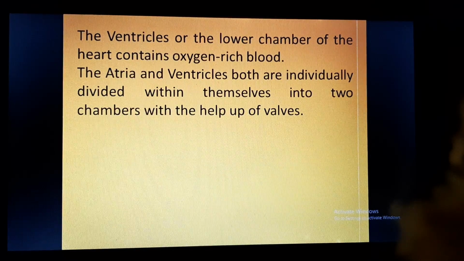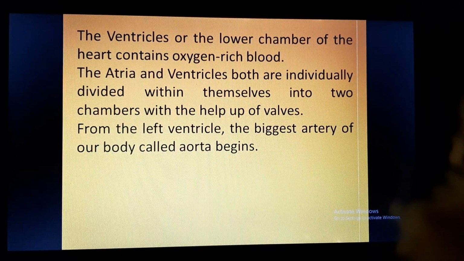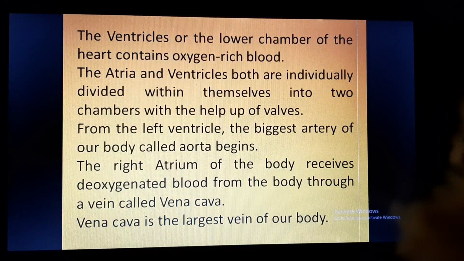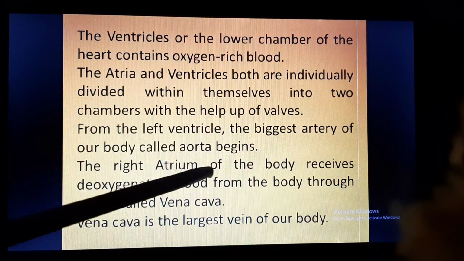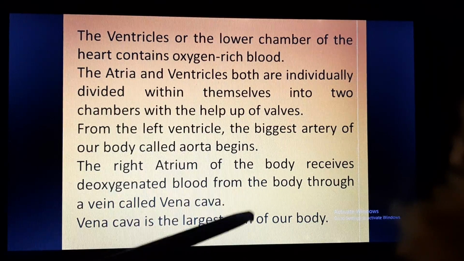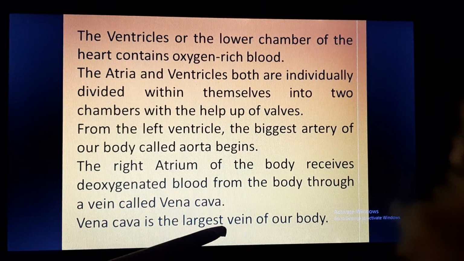The atria and ventricles both are individually divided within themselves into 2 chambers with the help of walls. From the left ventricle, the biggest artery of our body called aorta begins. The right atrium of the body receives deoxygenated blood from the body through a vein called vena cava. Vena cava is the largest vein of our body. So from this discussion, you can see that aorta is the biggest artery and vena cava is the largest vein.